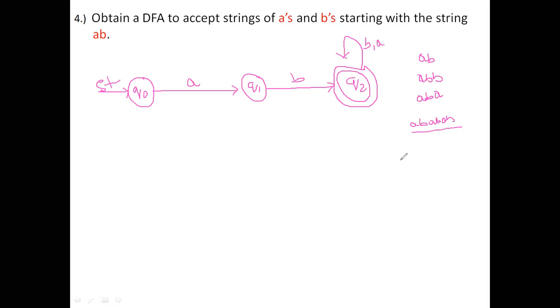Example, if a string is beginning with B, say the string BA, observe it. If I provide input BA for this particular DFA, will it proceed? No, it will not proceed because Q0 is the start state with no transition available for alphabet B. We don't have any transition for this. So this is a perfect DFA which can accept all the strings beginning with AB.